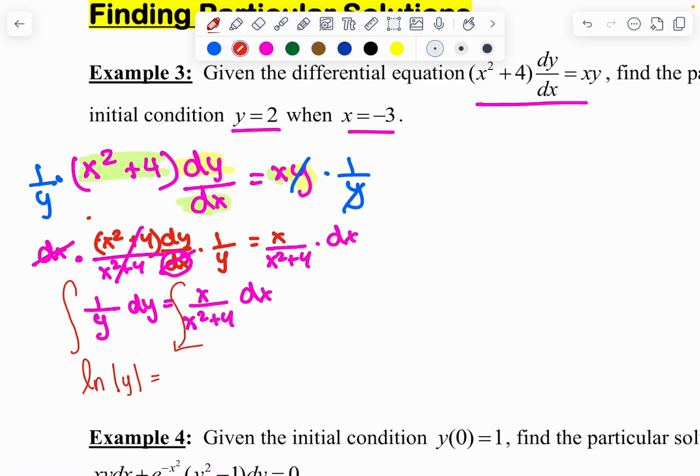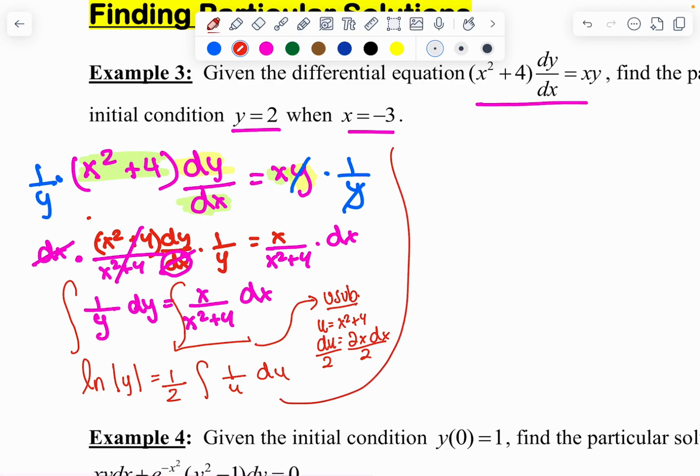And then how do we integrate this guy? Well, some side work. We got to use u sub, right? Let u equal x squared plus 4. So du is 2x dx. Divide both sides by 2. So let's take out that half. And we've got the integral over u du. So let's come back over here.